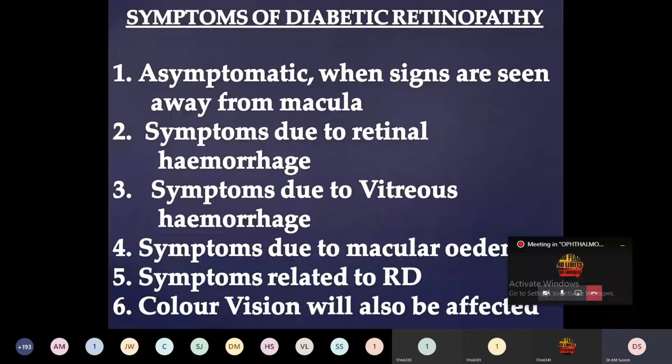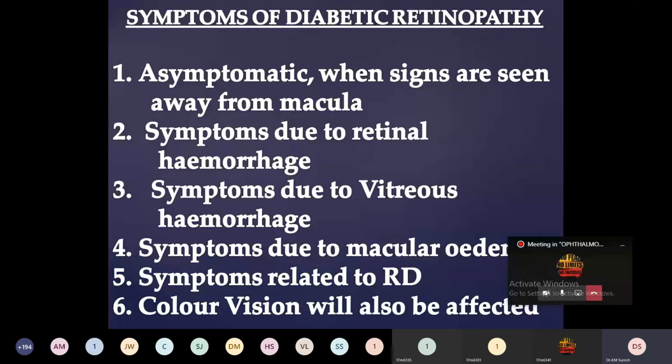Actually, no textbooks give the symptoms of diabetic retinopathy, but I have made a small attempt to describe them in case somebody asks you. It is normally asymptomatic when the signs of diabetic retinopathy are present away from the macula. If the changes are very close to the macula, only in such cases does the patient complain of dimness of vision or floaters and things like that.